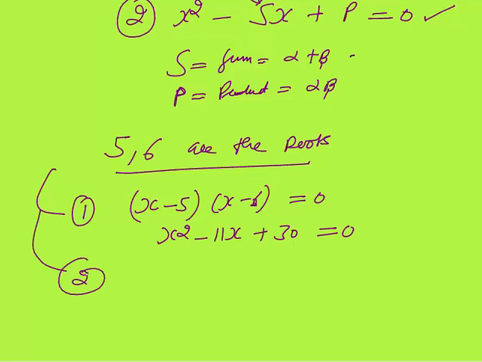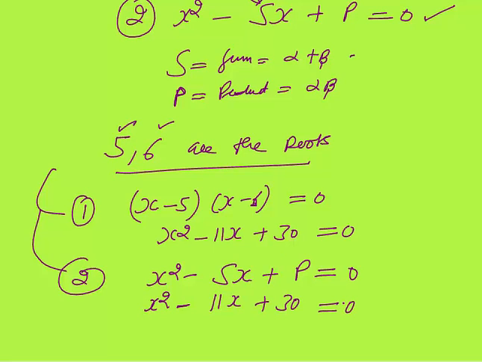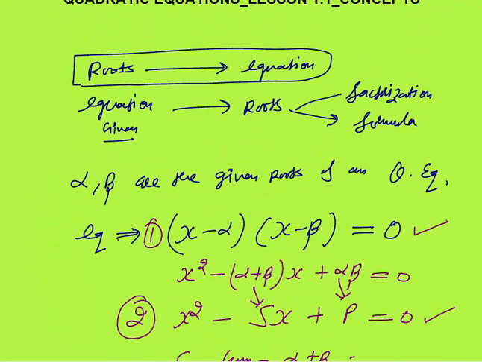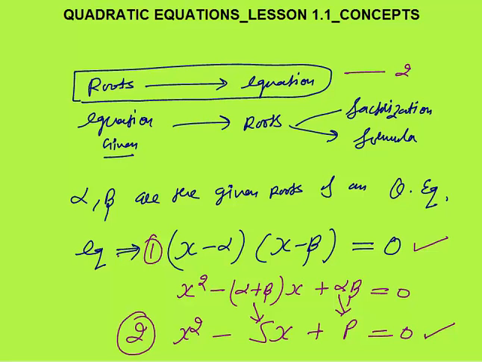Method number 2, straight away you can find x square minus sx plus p equals to 0, where s is the sum of the roots. What is the sum of the roots? Roots are 5 and 6. Their sum is 5 plus 6, 11. So 11x, product of the roots 5 into 6, 30, equals to 0. So you can form the equation in two ways from the roots. So we have two methods from roots to equation, two methods from equation to roots.